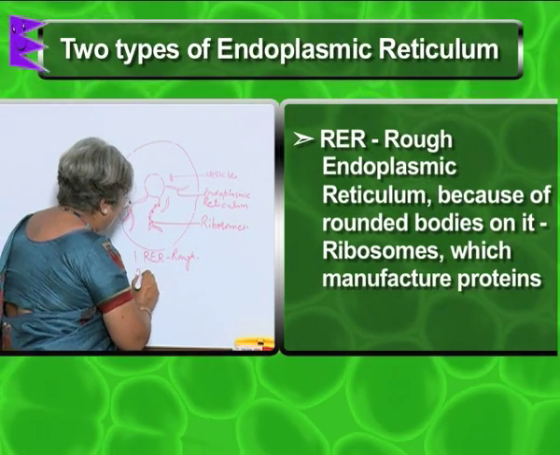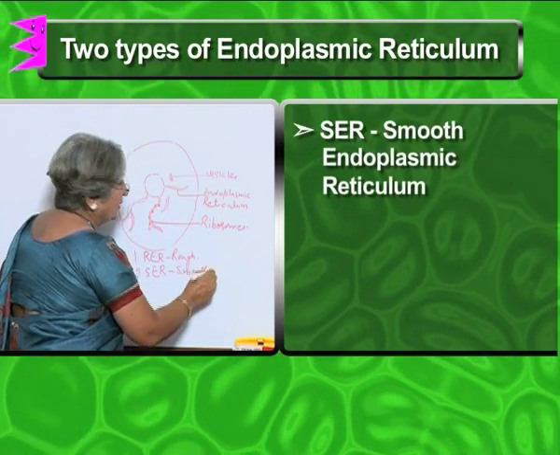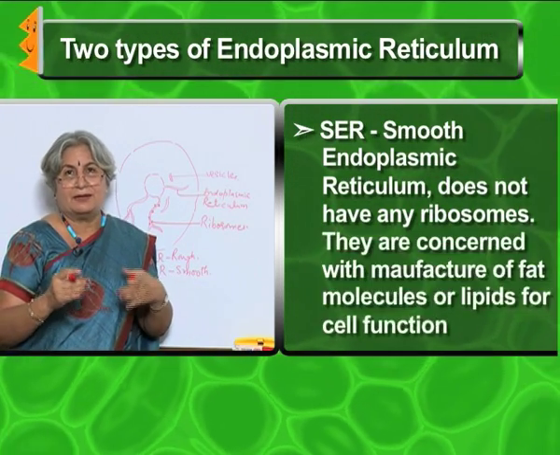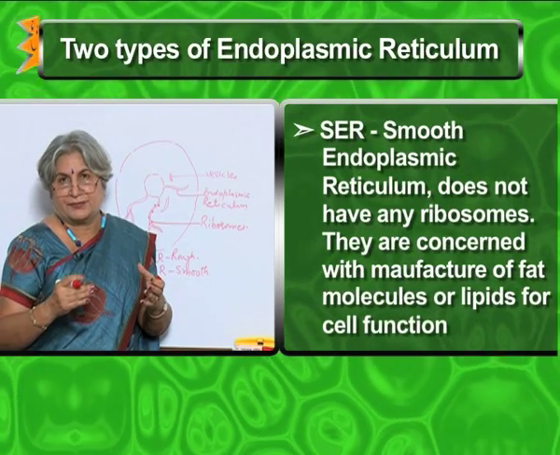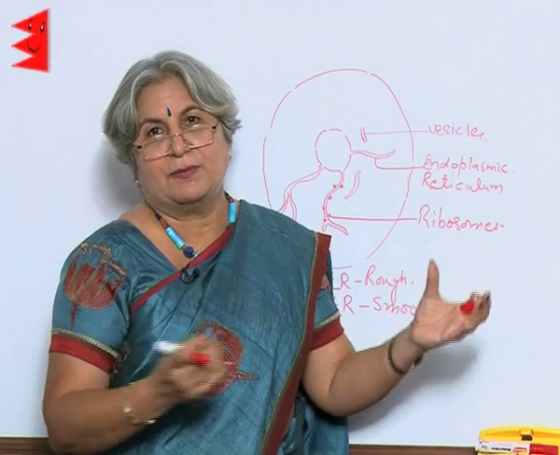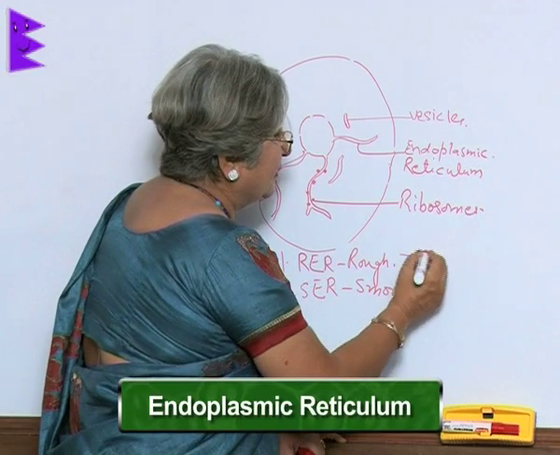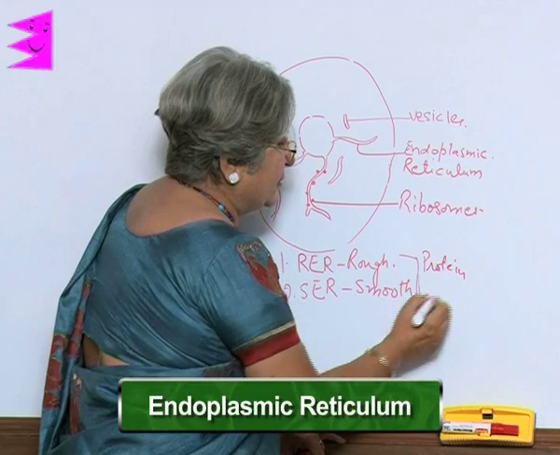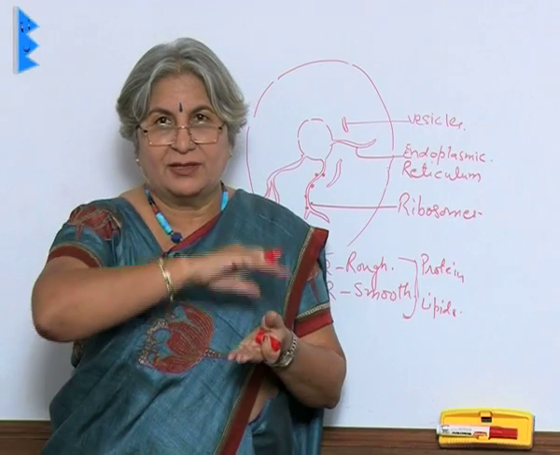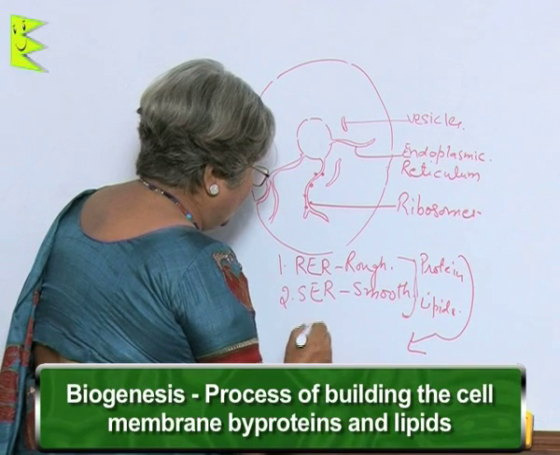The second type of endoplasmic reticulum is SER, which is smooth, which means no ribosome, and this is concerned with fat metabolism or the production of lipid molecules. So SER produces lipid, RER produces protein, and then they are supplied through endoplasmic reticulum. So RER produces protein while SER produces lipids. And where is this manufacturing going on? On the surface of the membrane. So this process is called membrane biogenesis.